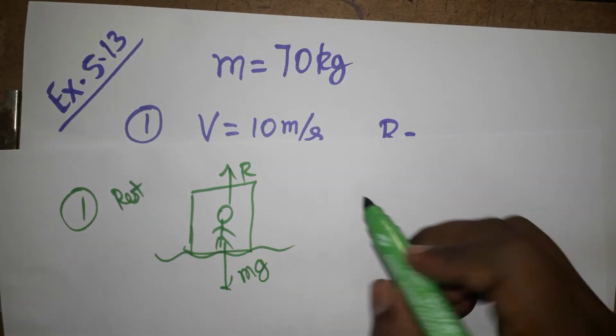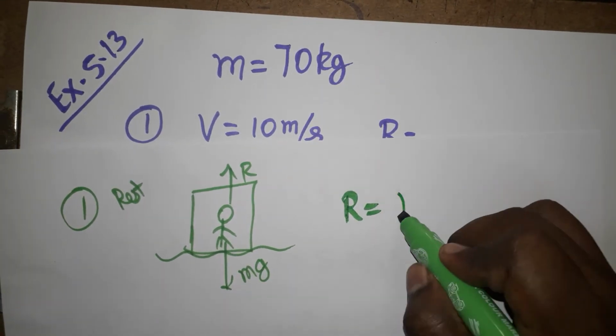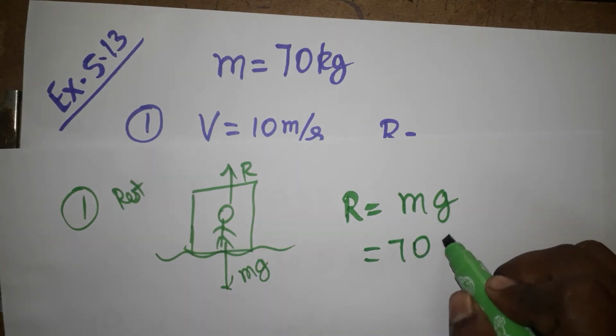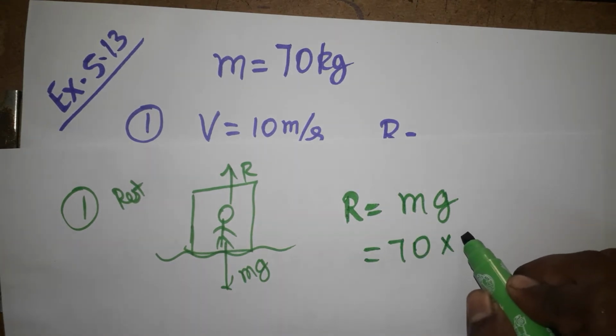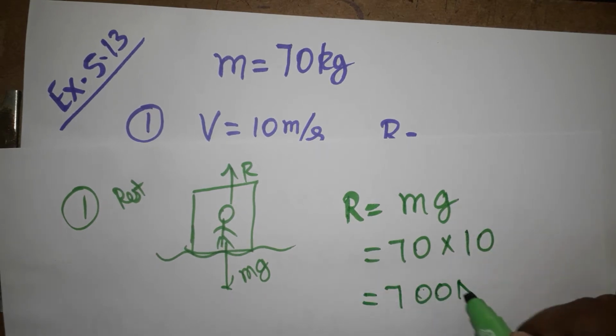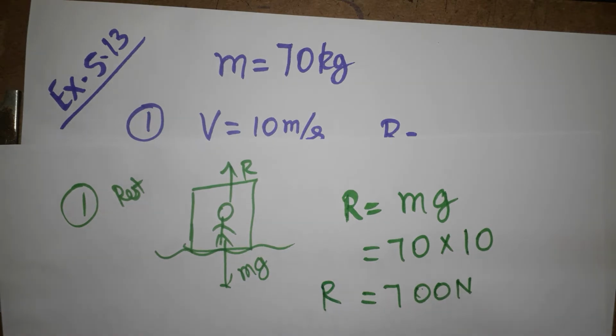Now upwards minus downwards, only these 2 are there. R is equal to mg. What is m? 70. What is g? g is 10, you can also take 9.8. I am taking 10. So we will get 700 Newton as the weight. The reactional force is 700 Newton.